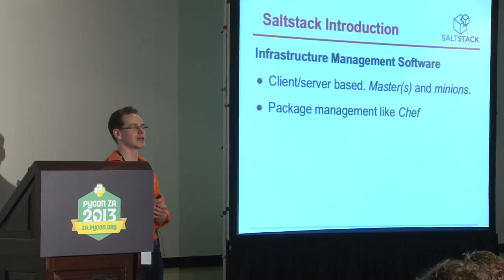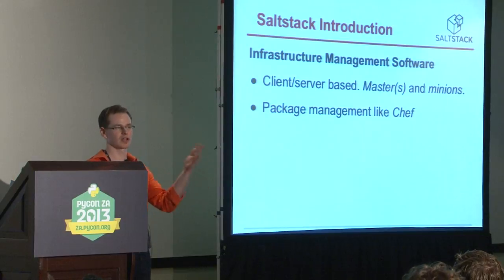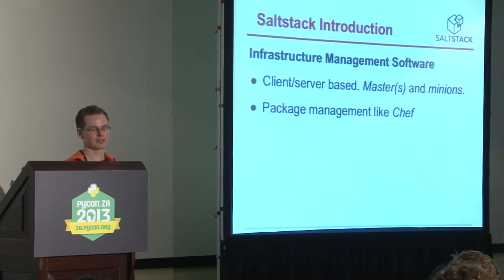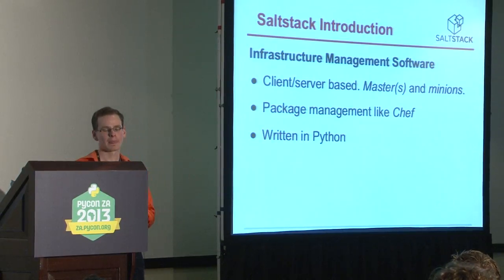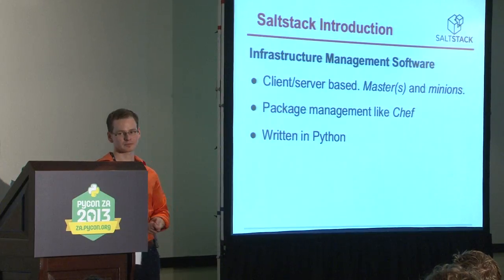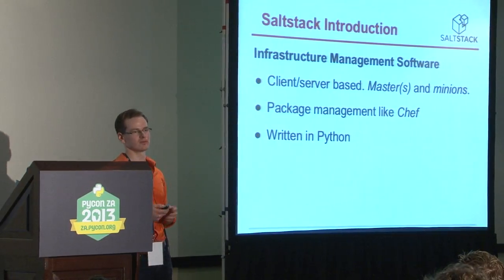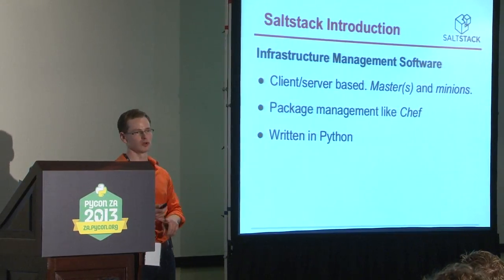You can specify a state and say, I want Vim to be installed. And if it's not installed, it'll install it. If you say, I don't want it to be installed, it'll get rid of it. And it does so for multiple platforms. It's entirely written in Python, which is always nice, especially if you want to extend it. And I've done that, to talk to specific EC2 stuff, to pull in stuff from the console, like roles of workers.